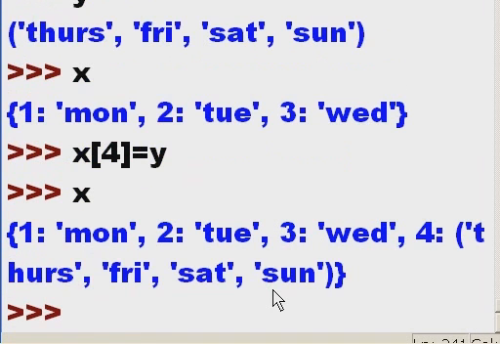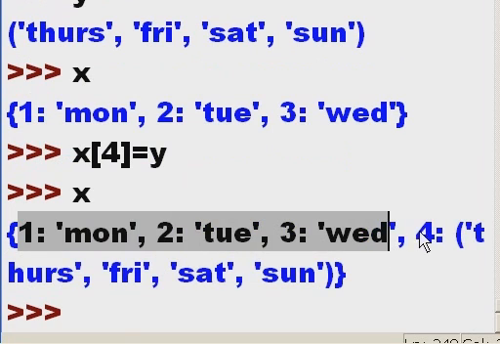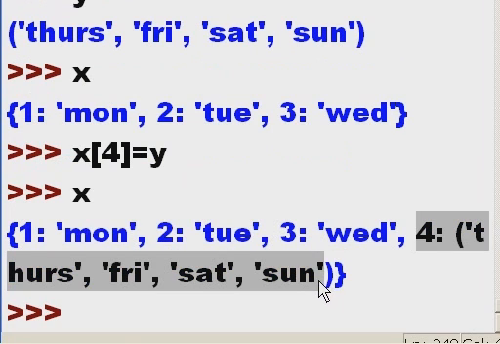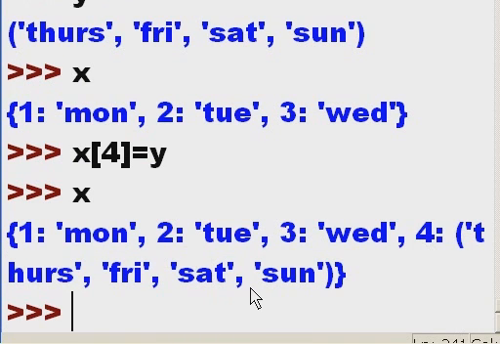In X, and now look what's in X. I have 1 Monday, 2 Tuesday, 3 Wednesday, and 4, huh, Thursday, Friday, Saturday, Sunday. There's my tuple. My tuple is now element number 4. Oh my goodness, you said, I don't like that. Please pop that off the list.